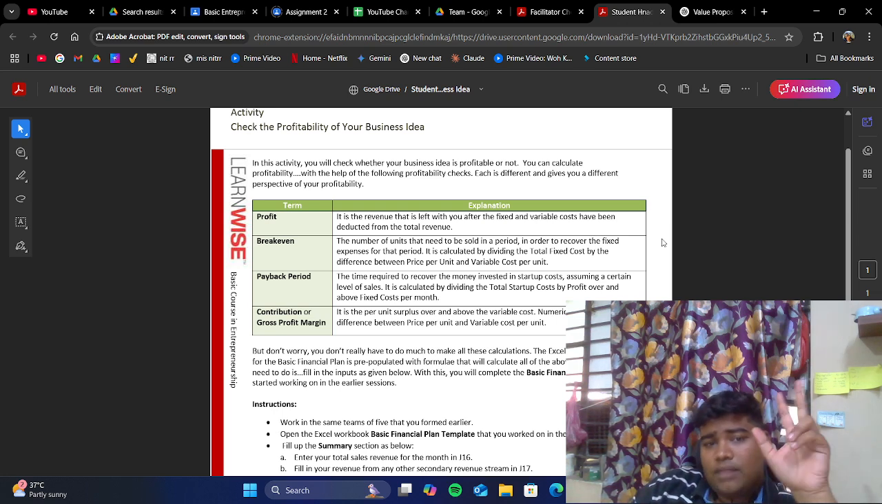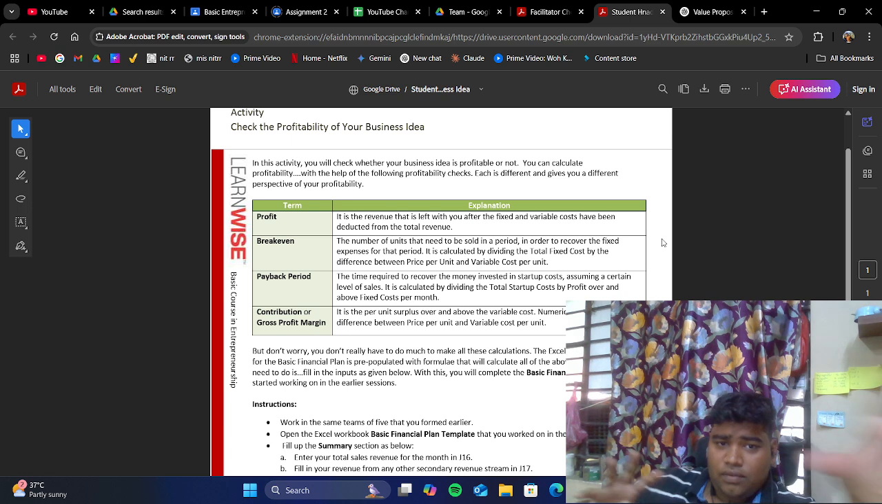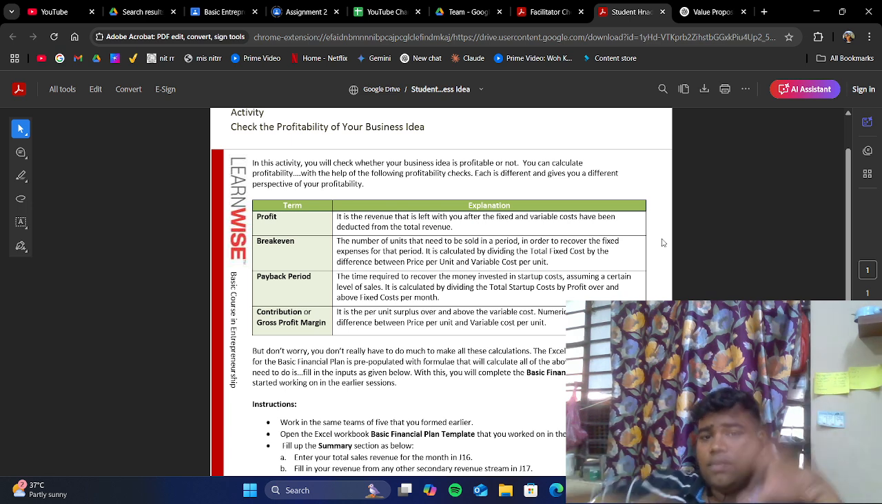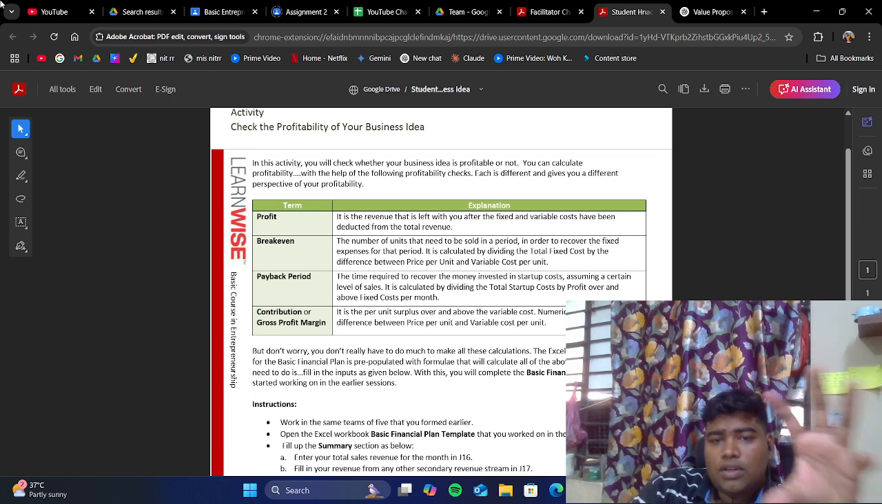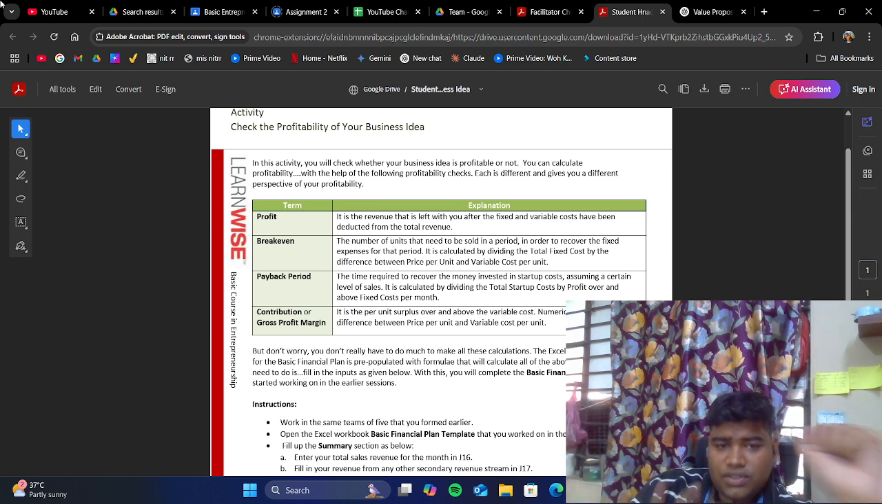Second is break even. Break even is the number of units that need to be sold in a period in order to recover the fixed expenses for that period. It is calculated by dividing the total fixed cost by the difference between the unit price and the variable cost per unit. So break even is the number of units to be sold in order to recover the fixed expenses.